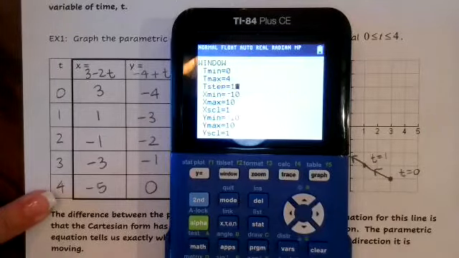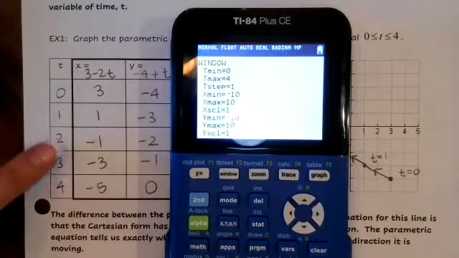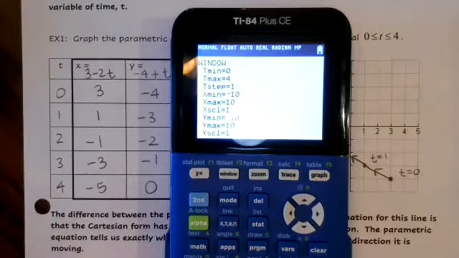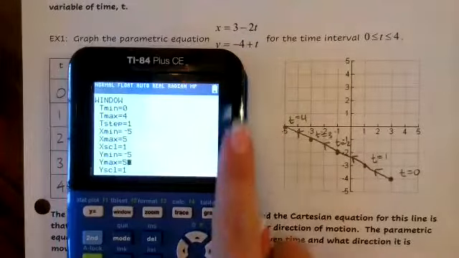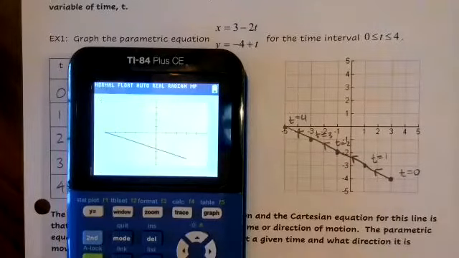And they are going every 1. So the t step is by what you're changing this by, and it is changing by 1. So I'm going to put my t step as 1. If I want to do the same window that's on my paper, I would go from -5 to 5 and -5 to 5. That's going to give me the same exact window that I have here because it's going from -5 to 5 and -5 to 5. I hit graph and there is my line.